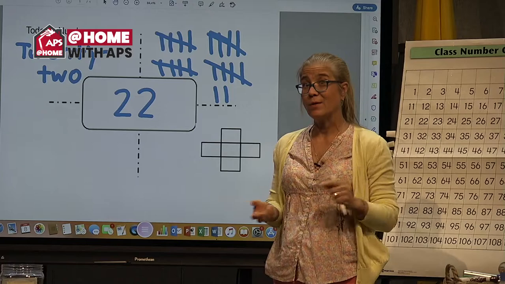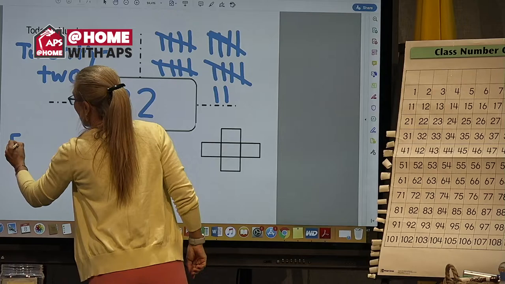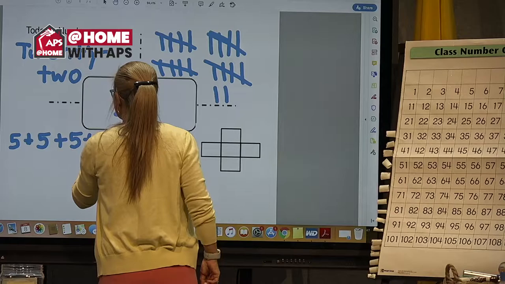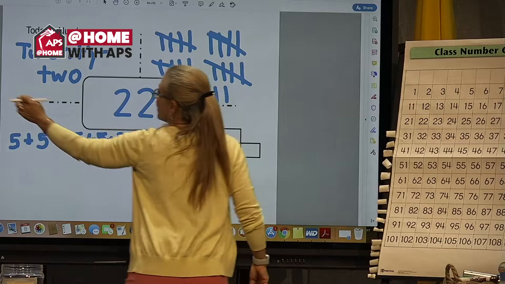I could make an equation that matches those tally marks. How many were in this group? 5. So 5 plus 5 plus 5 plus 5 and then plus 2, right? Equals, not that, doesn't equal a 1, equals 22, right?